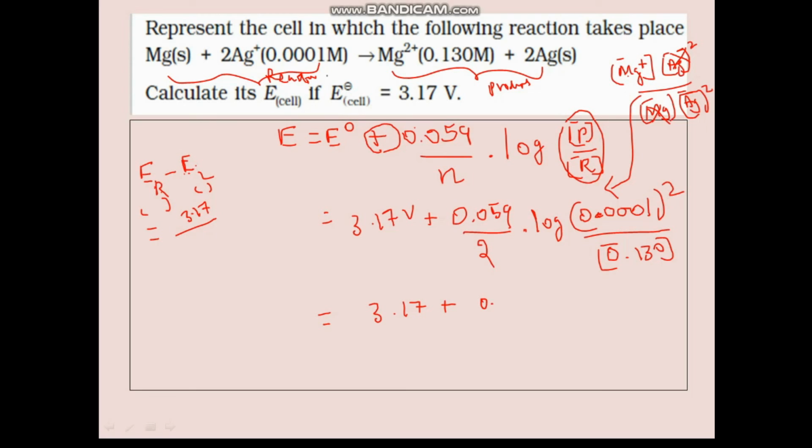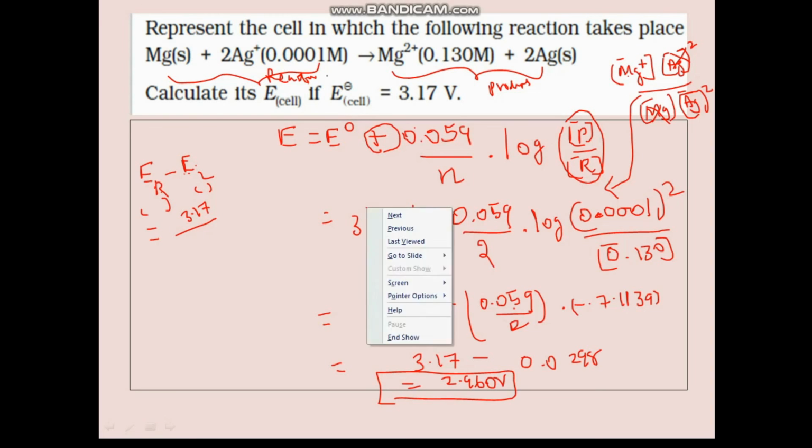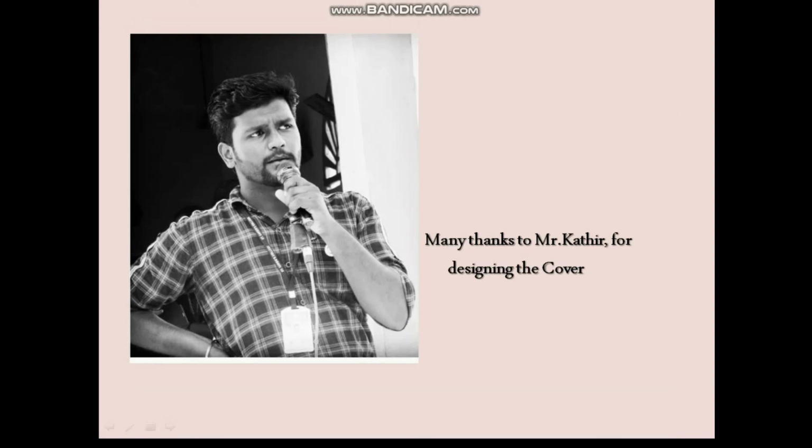that would come around 3.17 plus 0.059 divided by 2 into minus 7.1139. Now multiplying these two factors, that will give you 3.17 minus 0.0298. So the final answer would be 2.960 volt. So this is the electrical energy produced for the mentioned electrochemical cell of the given concentration. Okay, now we come to an end of our discussion.